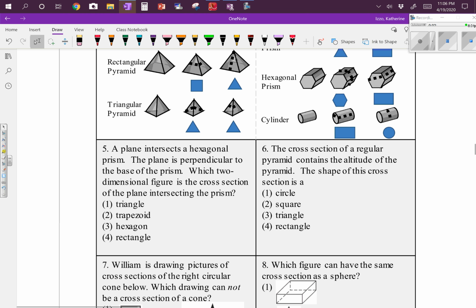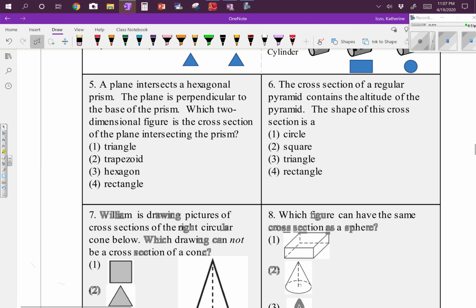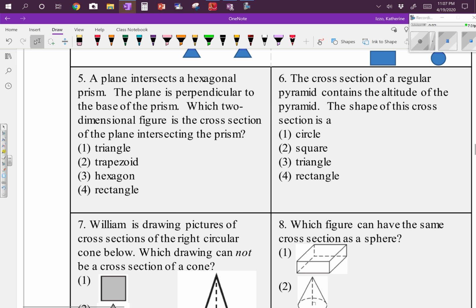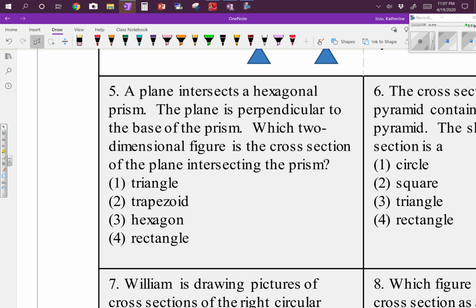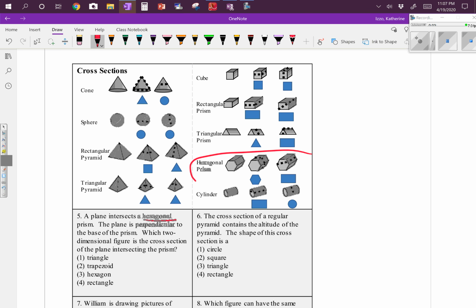We start talking about cross sections. Cross sections are when we chop things up. We're not going to chop up a squirrel, though. That would be cruel. A plane intersecting a hexagonal prism. Let's take a look at what a hexagonal prism looks like.